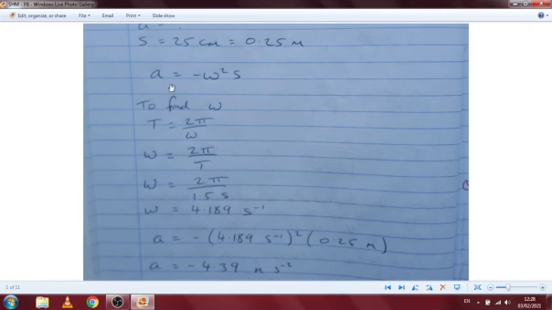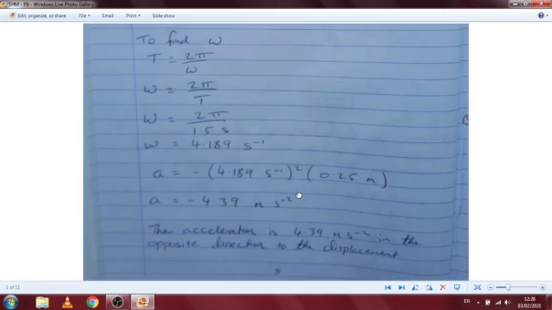Then I can now use my simple harmonic motion formula to find the acceleration, which is what I want. So the acceleration is minus omega squared S, and then that gives me my figure of A is equal to minus 4.39 meters per second squared. And again, just to drive the point home, the acceleration is 4.39 meters per second squared, and it's in the opposite direction to the displacement. So whichever way it's moved, the acceleration is going to be in the opposite direction.